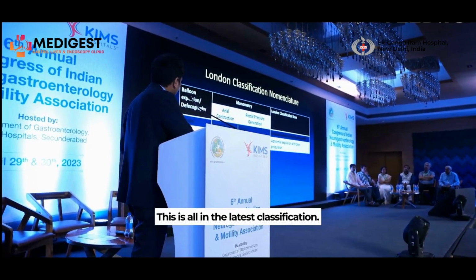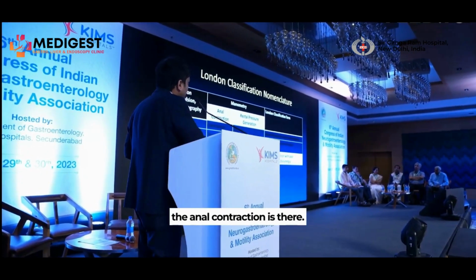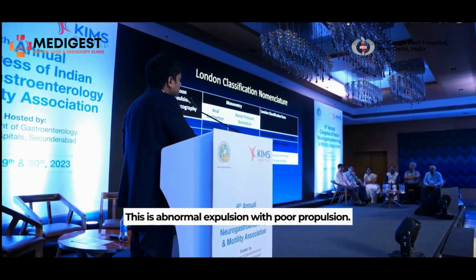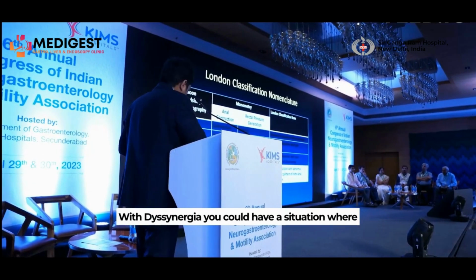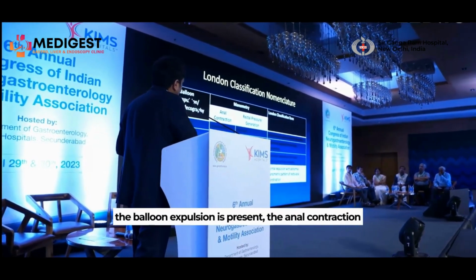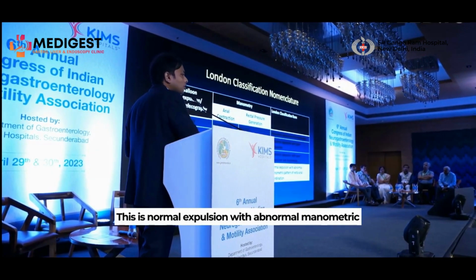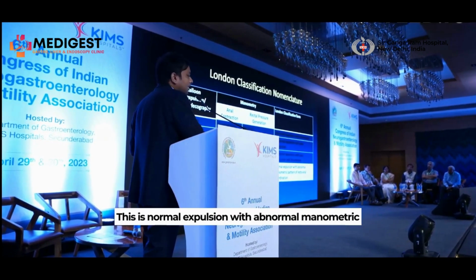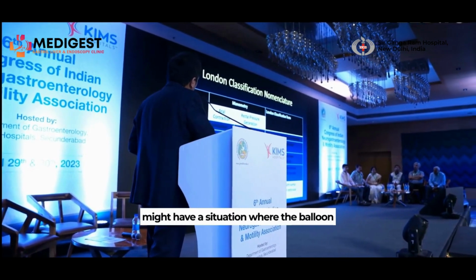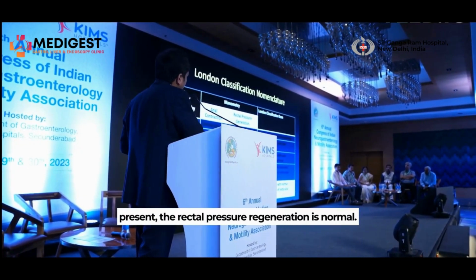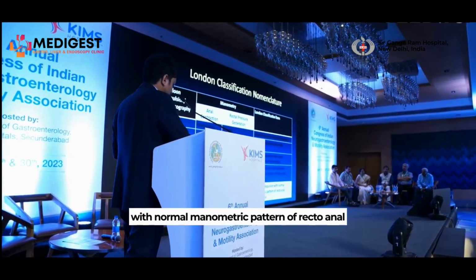This is all in the latest classification. You have an absent balloon expulsion, the anal contraction is there, the rectal pressure generation was abnormal. This is abnormal expulsion with poor propulsion with dyssynergia. You could have a situation where the balloon expulsion is present, the anal contraction may be present or absent, the rectal pressure generation may be normal or poor. This is normal expulsion with abnormal manometric pattern of recto-anal incoordination. And you might have a situation where the balloon expulsion is absent, the anal contraction is present, the rectal pressure generation is normal. This has been labeled as abnormal expulsion with normal manometric pattern of recto-anal coordination.